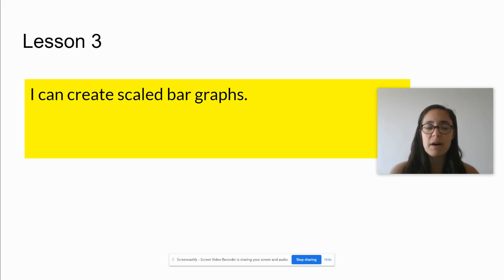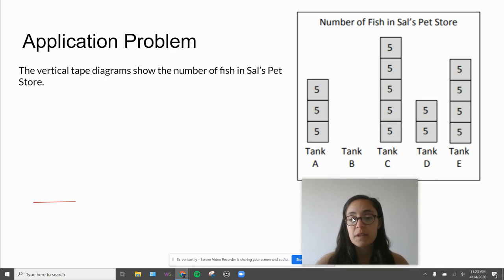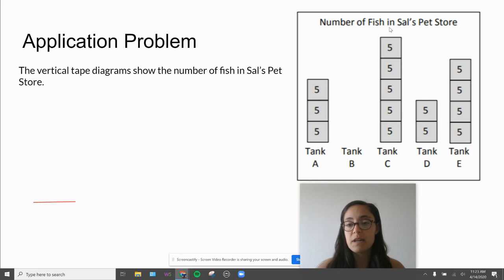Today we're going to talk about our Module 6, Lesson 3 for Math. So today's goal is going to be to create a scaled bar graph. Now we are going to look at our bar graph right over here with the number of fish in Sal's pet store. The vertical tape diagram shows the number of fish in each tank.